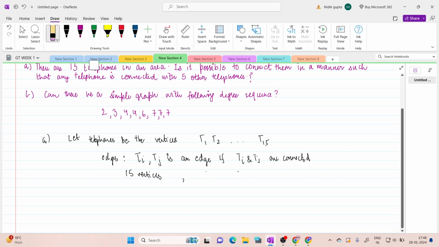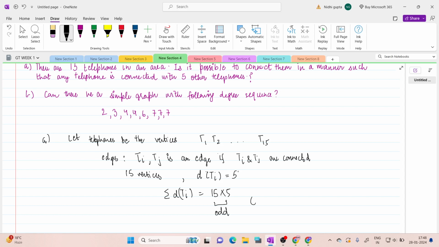Yes, very good. So what he is saying is, suppose it was possible, then the degree of each vertex is 5. And if we sum over all the vertices, it comes out to be 15 times 5, which is odd. And this cannot be possible by the handshaking lemma. Moreover, we can always have an even number of vertices having odd degrees. Here we have 15 vertices having odd degree 5, so that is also not possible.